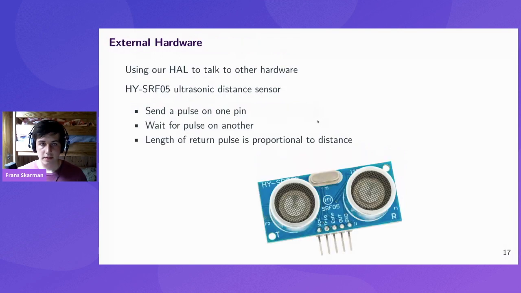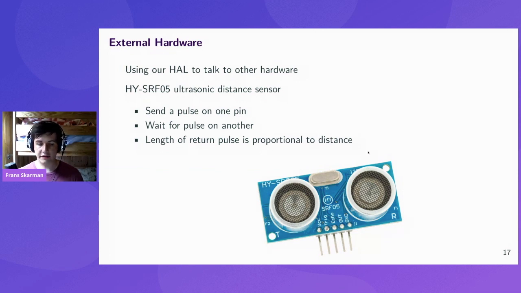Right, so the next step is to work with something more advanced than just turning on an LED. Let's say we want to talk to this ultrasonic distance sensor. It has two pins, one called trig and one called echo. To use it, you send a pulse on the trig pin, and after a while you get a pulse back on the echo pin. And the length of that pulse is proportional to the distance that the sensor measured.